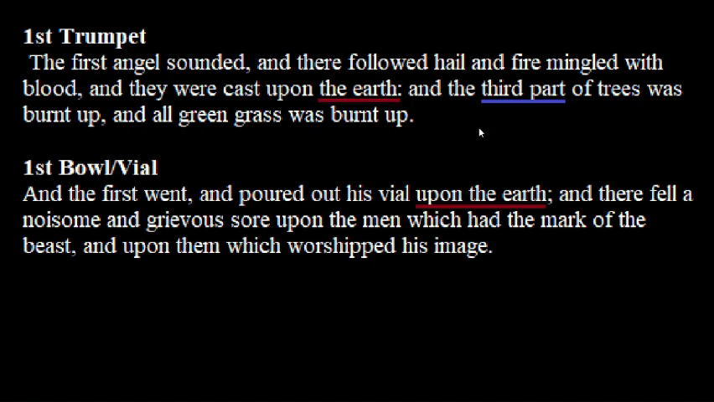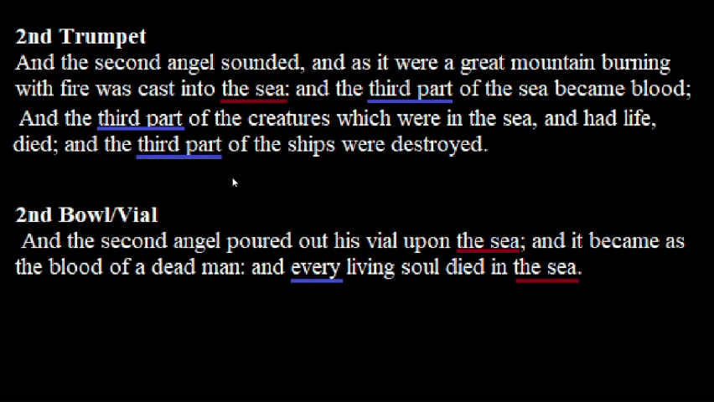Okay, so here we have the earth and the trumpet, and the bowl was poured upon the earth down here. And right here we have the trumpet being a third part. Here we have parts of group 2, the second trumpet and the second bowl and vial. And I underlined in red the location, which is the sea.